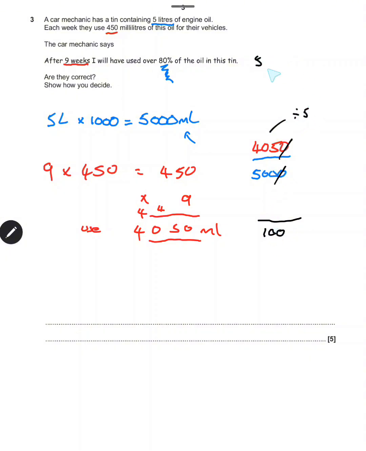So how many 5s into 405? 5s into 4 is 0, remainder 4. 5s into 40 is 8. And 5s into 5 is 1. So this here is 81 out of 100. And that's 81%. Make sure you answer the question. The mechanic says after 9 weeks he's used more than 80%. Are they correct? You will get a mark just for saying yes.